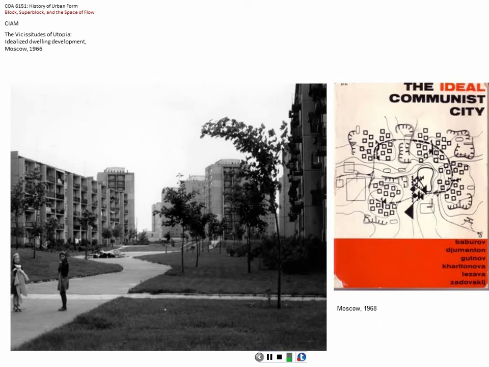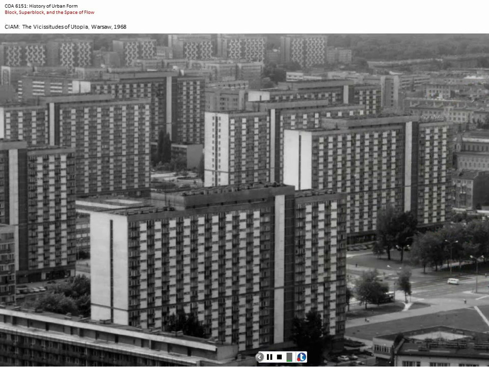The first is how it goes about condemning Le Corbusier, Gideon, all of these people as sort of bourgeois capitalists, and then turns around and proposes exactly what they had proposed as the ideal communist city, you know. This is Warsaw, 1968, double-loaded corridor buildings set down in big green open spaces.